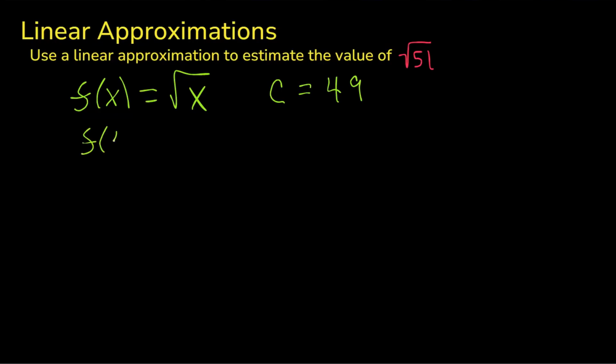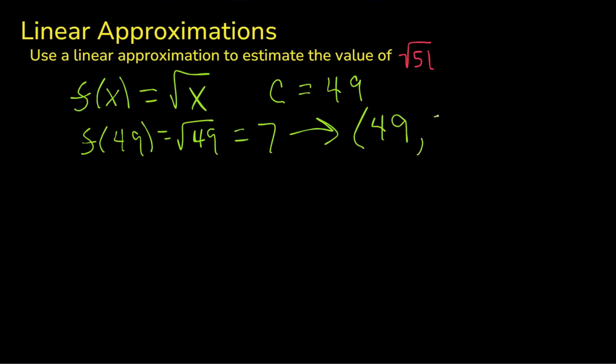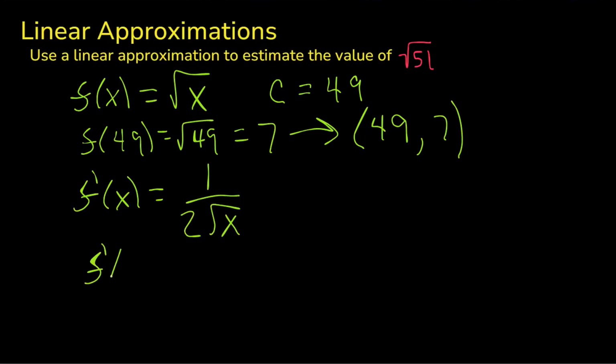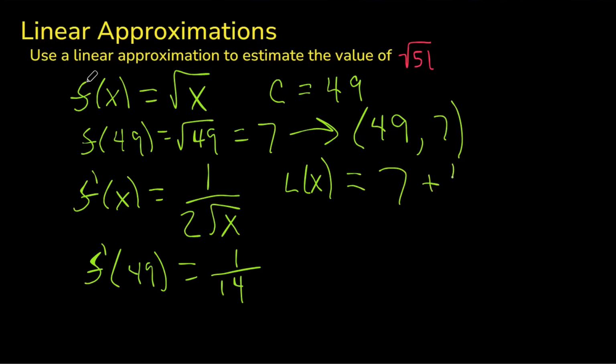So f of 49 is square root 49, which is 7. So that means our point of tangency is 49 comma 7. Then f prime is 1 over 2 square root x. So f prime of 49 is 1 over 14. Then we can write the equation of the tangent line. So L of x, remember, your linear approximation is just the equation of the tangent line at that point. So that's going to be 7 plus 1/14 times x minus 49.